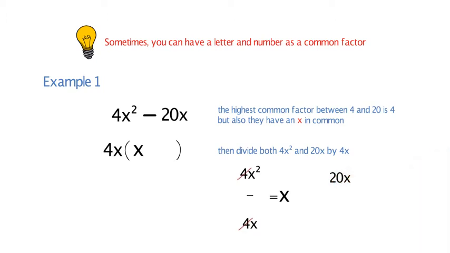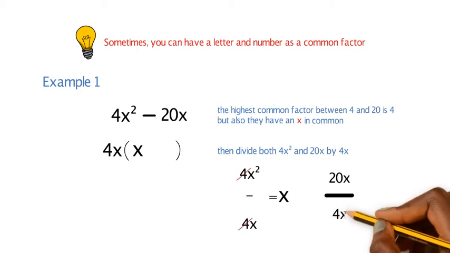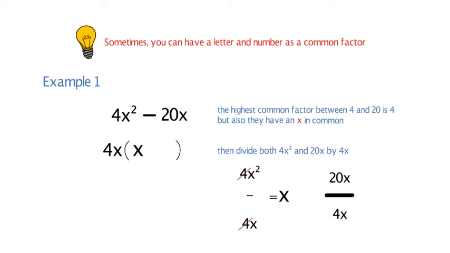and then if you do 20x divided by 4x, 20 divided by 4 is 5. And then again, both of the x's are going to cancel each other out. So you're left with an answer of 5. So again, because it was negative 20x and dividing by a positive, you would get minus 5.